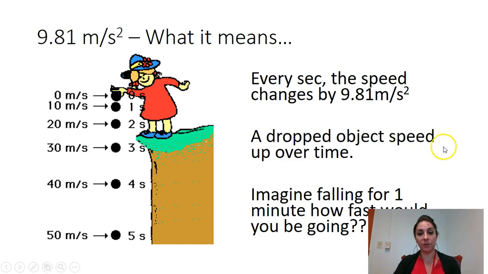It's pretty amazing. So for 1 minute, for 60 seconds, what is that? That's 10 times 60, so 600 meters per second. That's pretty crazy. If you're falling for a minute with no air resistance, you're going twice the speed of sound. I mean, that's just so crazy, right? So that's what this number means. You're speeding up over time.